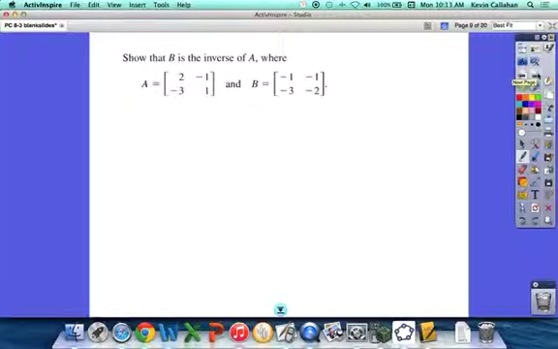Okay. So to show the two matrices are inverses, you've got to multiply them together and see if you get an identity matrix. And you know how to put this in the calculator. I'm going to do it longhand. Just so we could make this whole lesson 5 minutes.